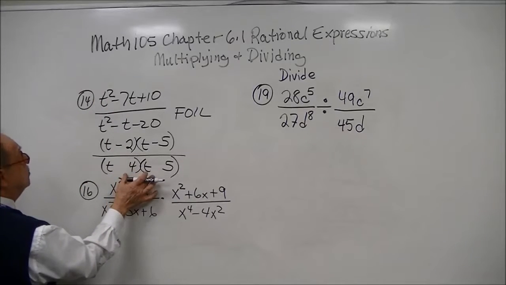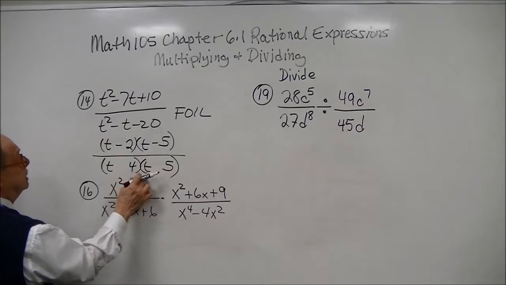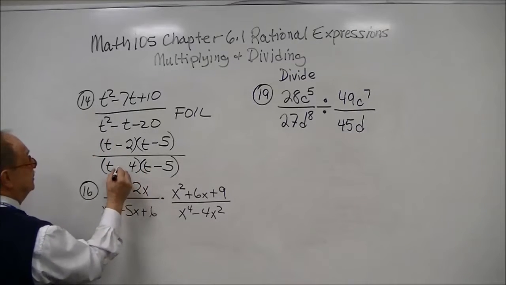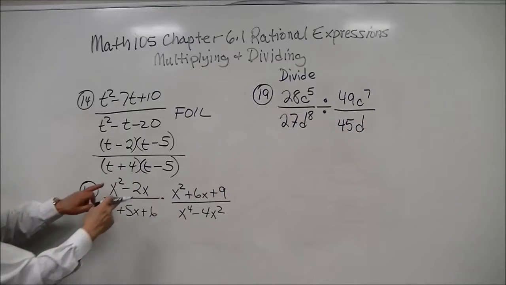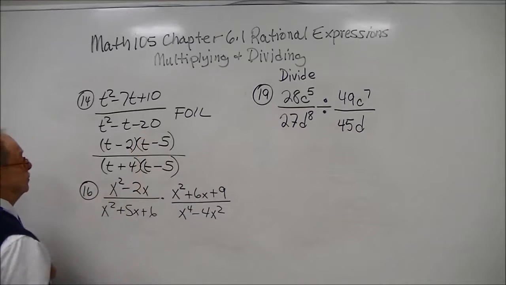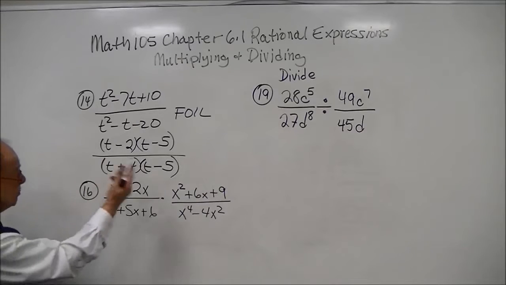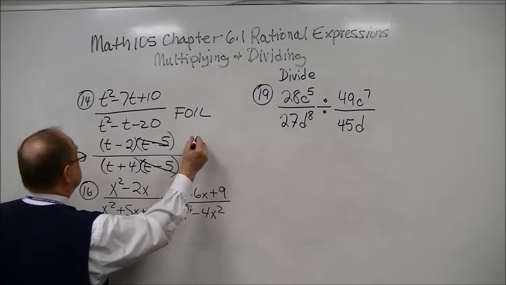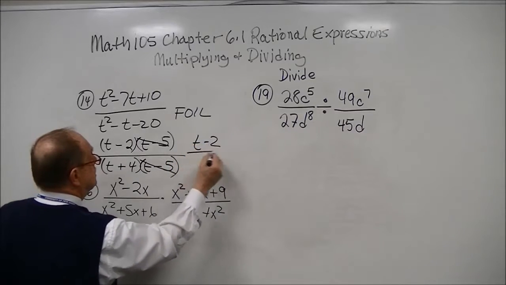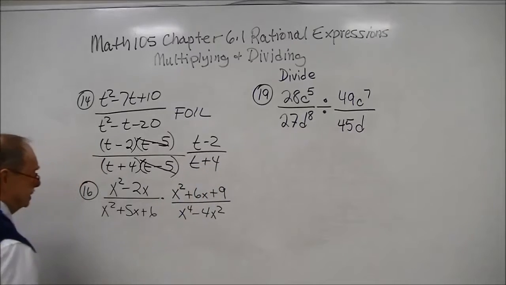Now for this bottom one, this middle term is a negative 1. So this is going to be negative, and this will be positive, because my last term here is a negative 20. And often, again, they're having you do this because somewhere something's going to cancel out. So your final answer is t minus 2 over t plus 4.